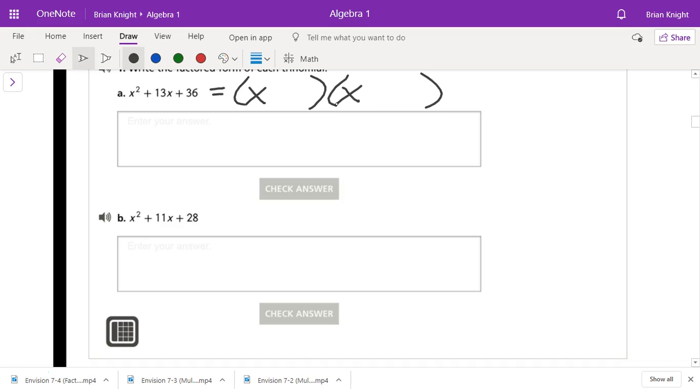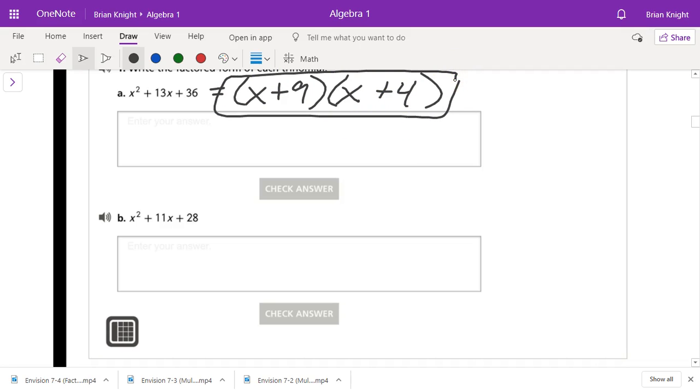The more you play the game, the better you will be at it. Okay? 4 times 9 is 36, and 4 plus 9 is 13. Yes. Good job, Desi. Let's go, Desi. You can always check it when you're done. Does 9 times 4 equal 36? Yes. Does 9 plus 4 equal 13? Yes. Everybody good? Yes. Okay.